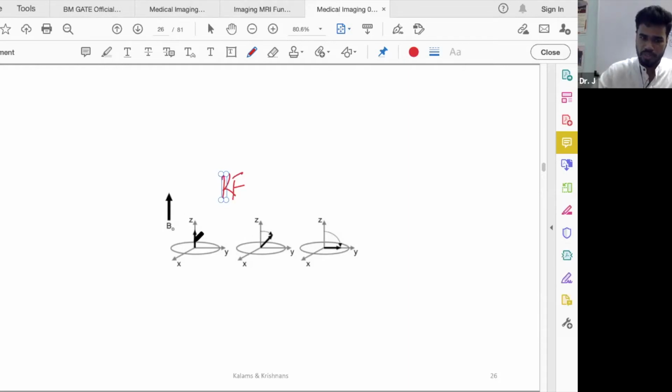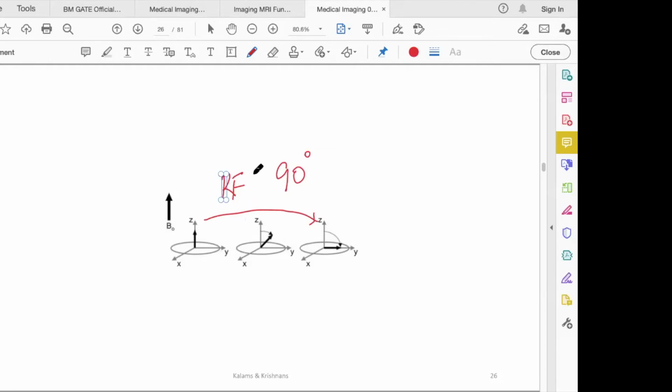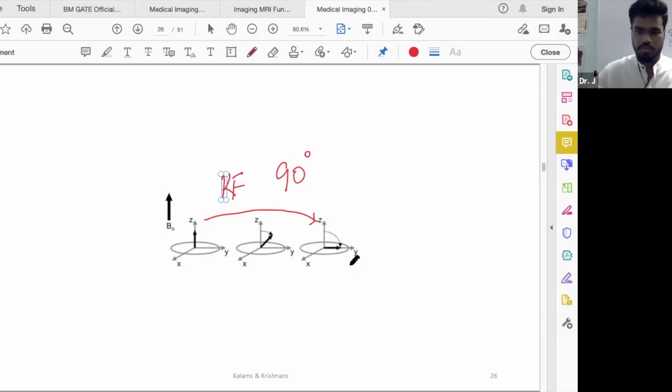Now this is totally in the longitudinal direction, and the moment we apply the RF pulse, it tilts. There are some parameters for the RF pulse. Let's say we apply what is known as a 90-degree RF pulse; it tilts and goes to the transverse plane. That's why we have the RF coil in MRI machines. Are you all with me till this point? Yes, sir.